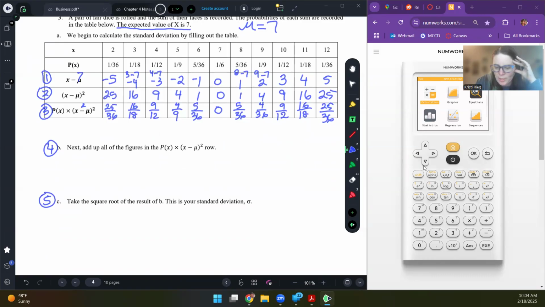Now we're going to add all these up. So I need to add up 25 over 36, 16 over 18, 9 over 12, 4 over 9, 5 over 36, plus 5 over 36 again. I don't need to put the 0, but you could because it's easy to type. And now there's a little shortcut here. Well, part of the shortcut would be writing it correctly the first time, right? That should be a 9.